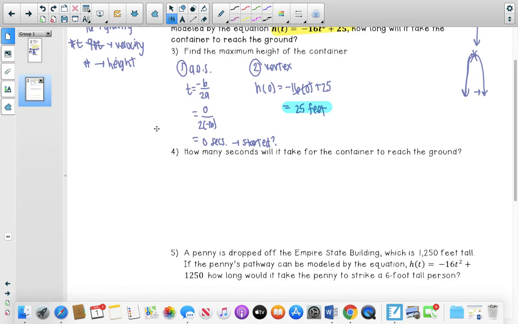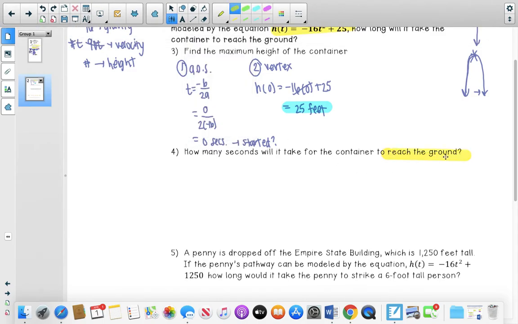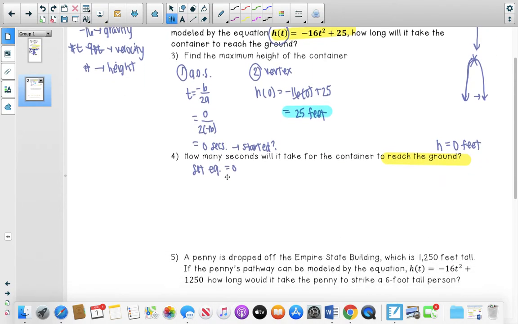So then we want to say how many seconds will it take for it to reach the ground. And what we have to remember is the height of ground is 0. For some reason that is forgotten sometimes. So h would equal 0 feet. So anytime you have to do this, you have to set the equation equal to 0, which means you're basically going to get rid of the h of t because you're saying the h of t is 0. So we have 0 equals negative 16t squared plus 25.